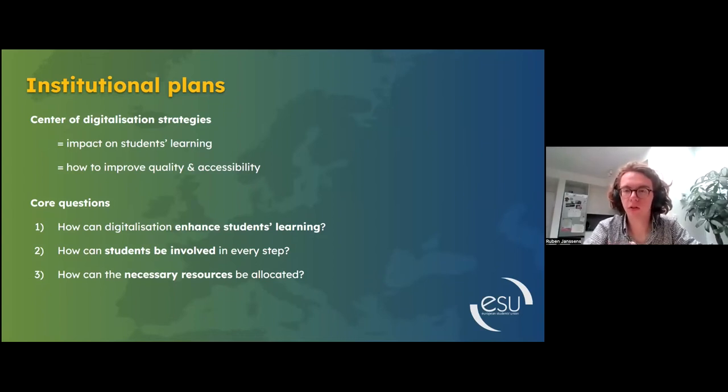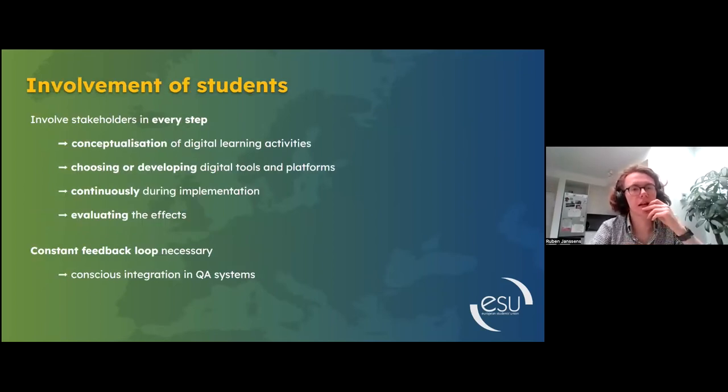Two, how can students be involved in every step of the way? And three, how do we allocate the necessary resources for this process? So this is pretty similar to what I said earlier about how to involve the students. We need to involve all of the stakeholders, including students and teachers, in every step.